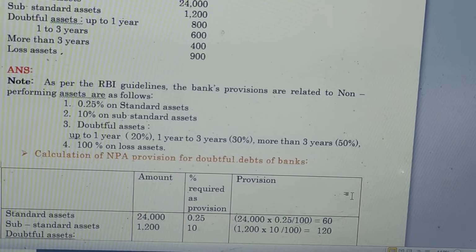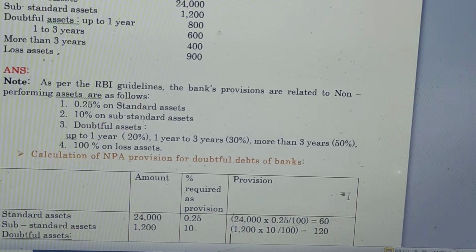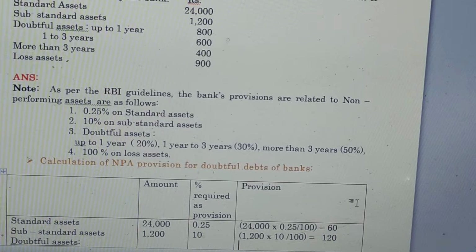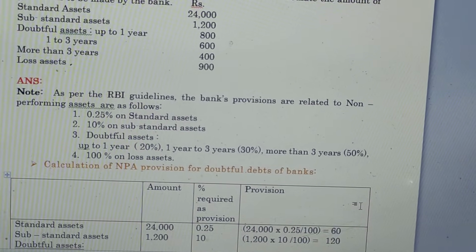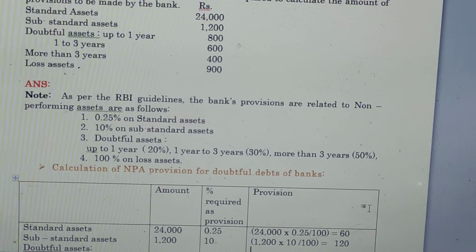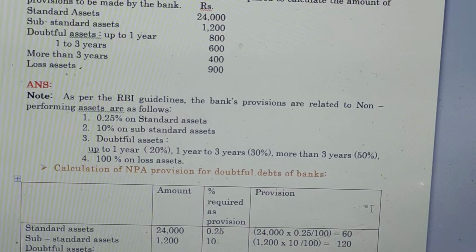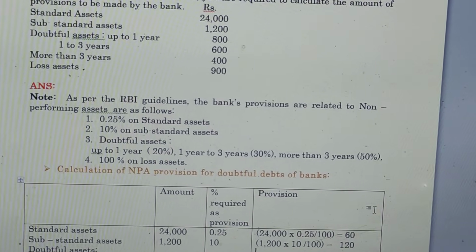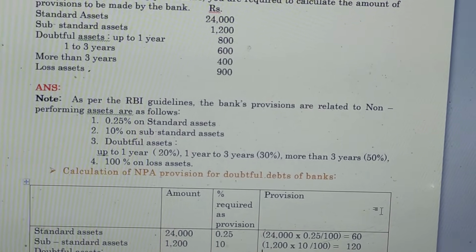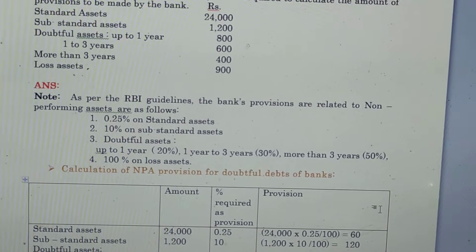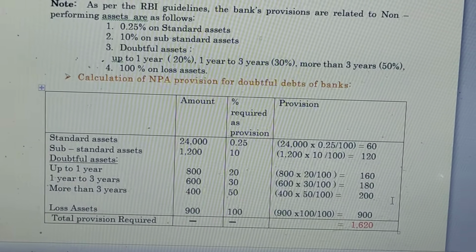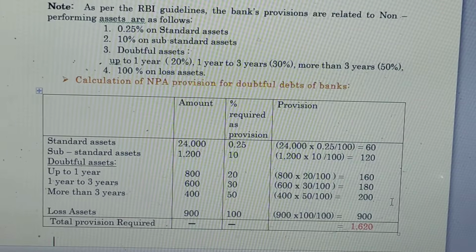As per the RBI guidelines, the bank's provisions related to non-performing assets are as follows: 0.25% on standard assets, 10% on substandard assets, doubtful debts up to 1 year 20%, 1 year to 3 years 30%, more than 3 years 50%, and 100% on loss assets. And then we are going to find out the provisions for doubtful debts of a bank related to non-performing assets of a bank.